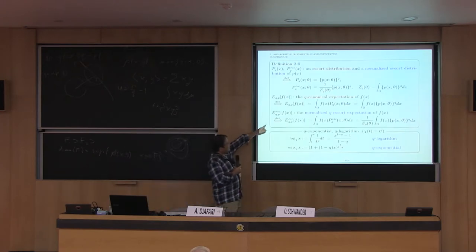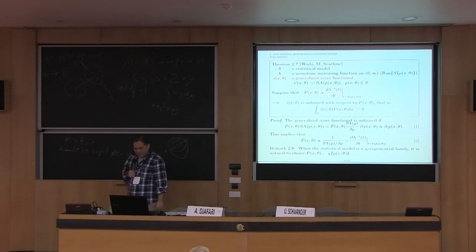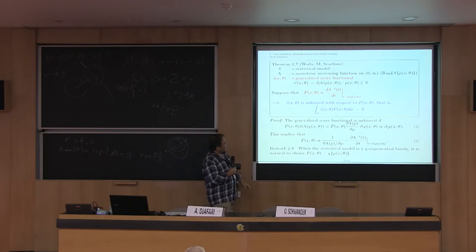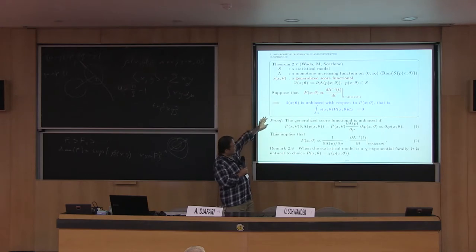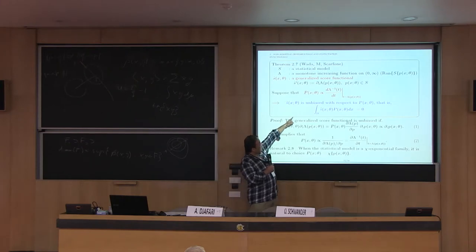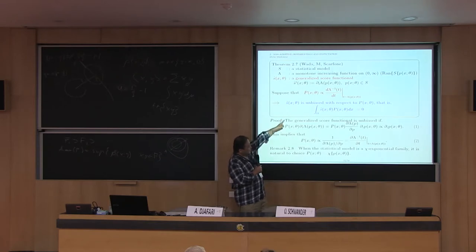So why is this escort distribution natural? The answer is the unbiasedness of the score function. For a statistical model, let us define a generalized score function. If the capital lambda is a standard logarithm function, in that case, S is a standard score function. So the score function is deformed. Then we set positive measure P like this one. Then the generalized score function is unbiased with respect to this positive measure.